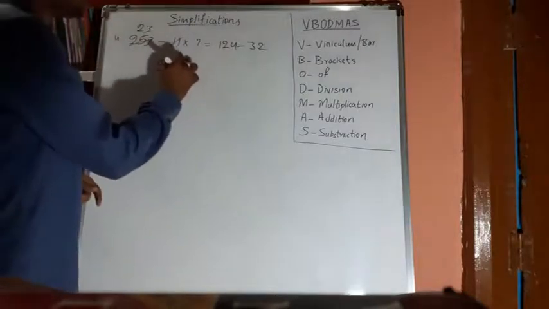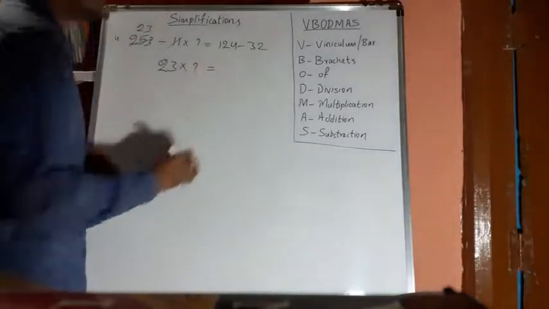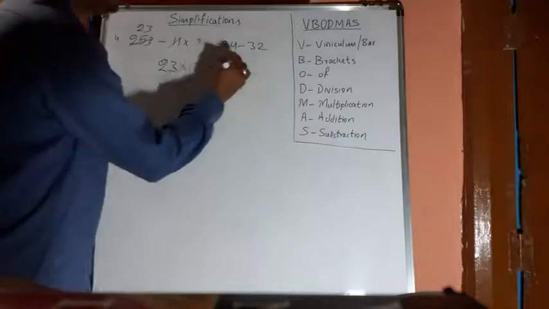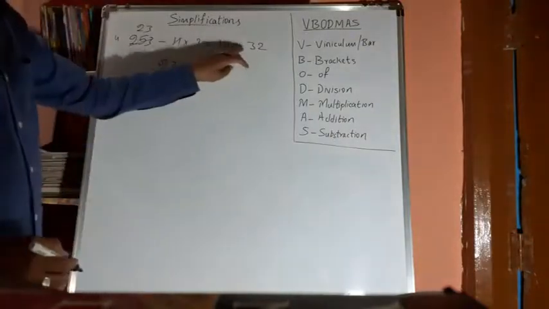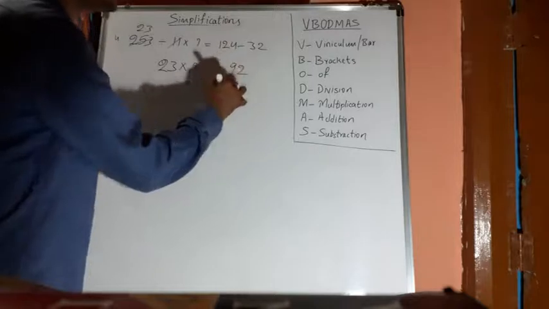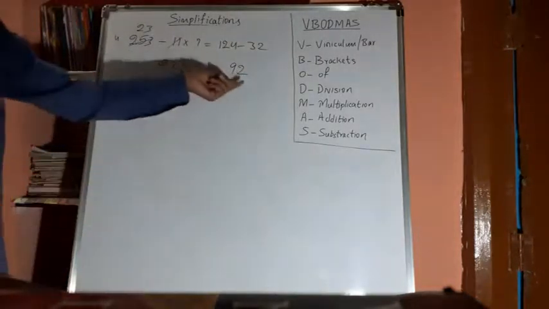Don't waste too much time on the steps. You will not get any marks for steps here. So directly, if any cancellation is possible, do it there itself. 124 minus 32. 4 minus 2 is how much? 2. 12 minus 3 is 9. 92. Now, how to do the simplification, friends?